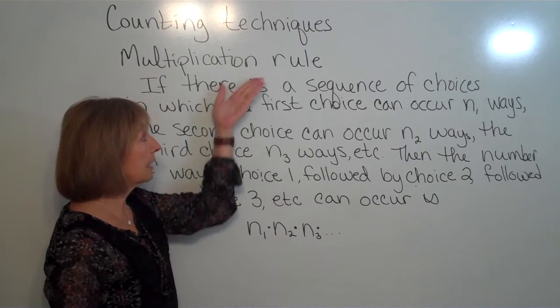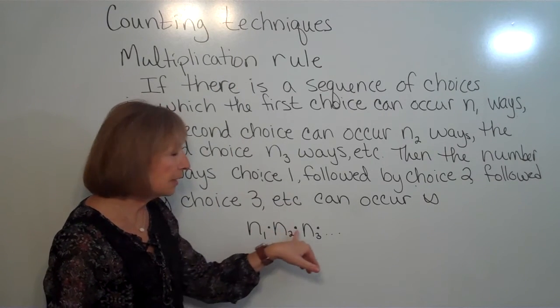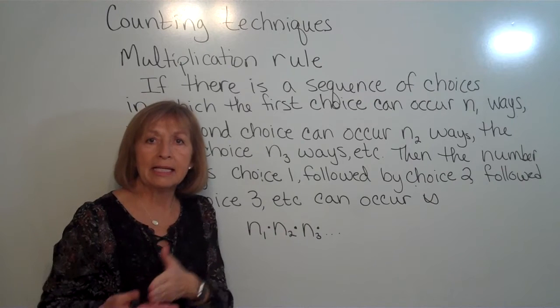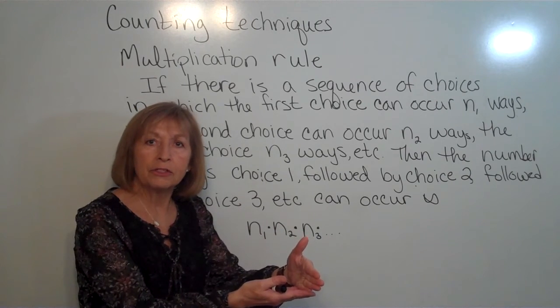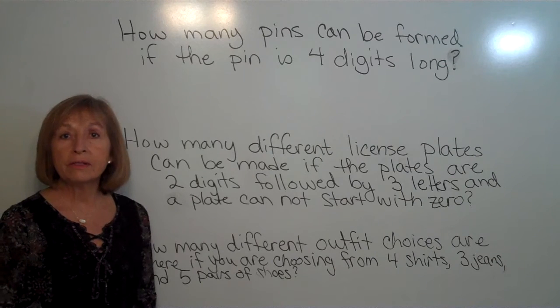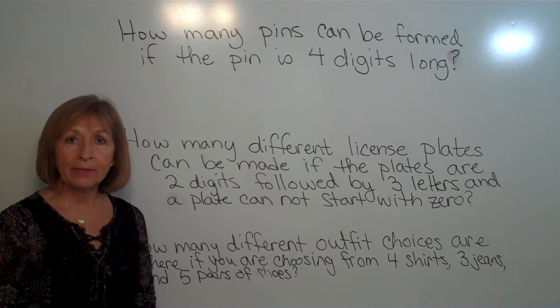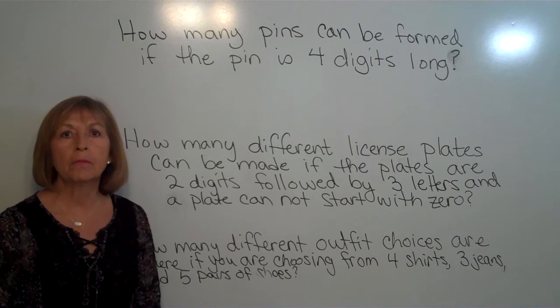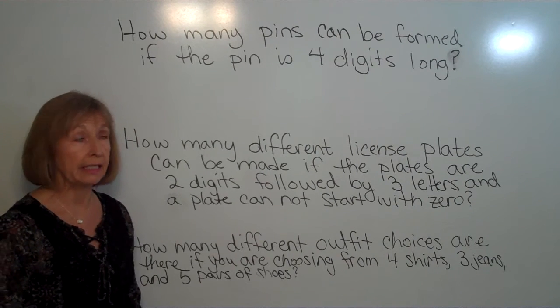They call this the multiplication rule of counting because you're multiplying the number of ways each event can happen individually to get the total number of ways of that sequencing. So here are some examples of counting problems where we can use our multiplication rule of counting.